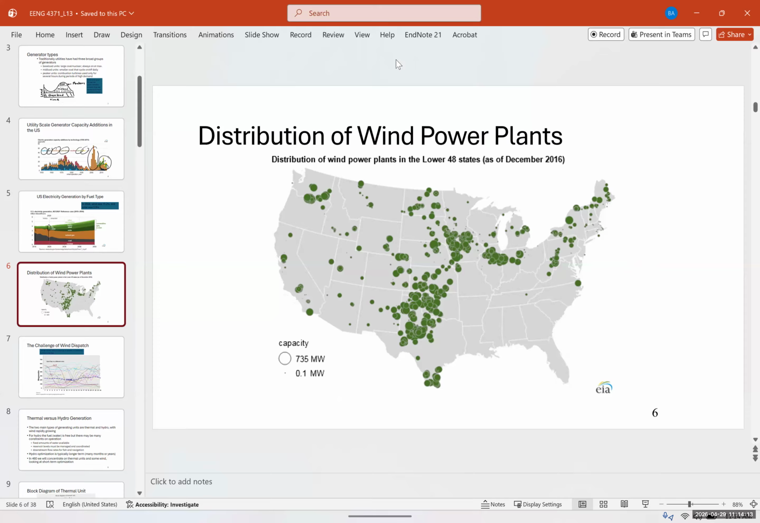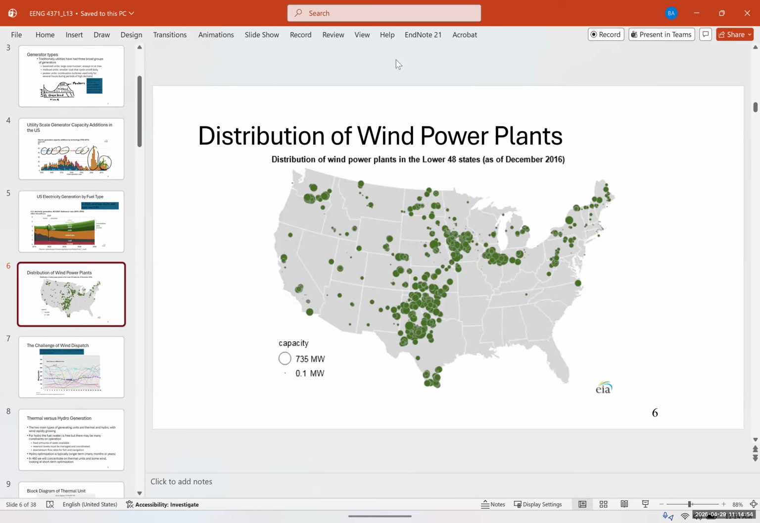Now, this map shows where wind power plants are located across the United States. I think you're already familiar with this. The bigger the circle, the higher the capacity. You can see that wind resources are heavily concentrated in the middle of the country, the Midwest. It's the wind tunnel of the country: the Great Plains, stretching from Texas, especially the Texas Panhandle, up through the Dakotas, North and South Dakota. This region has some of the best wind resources in the world.